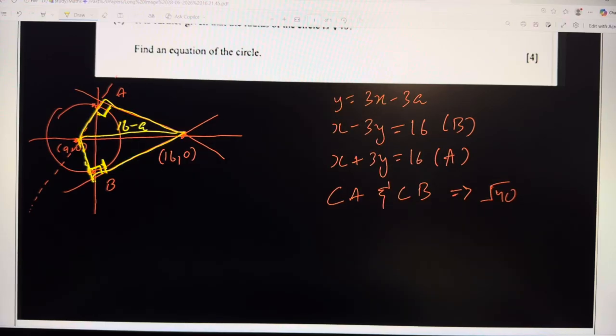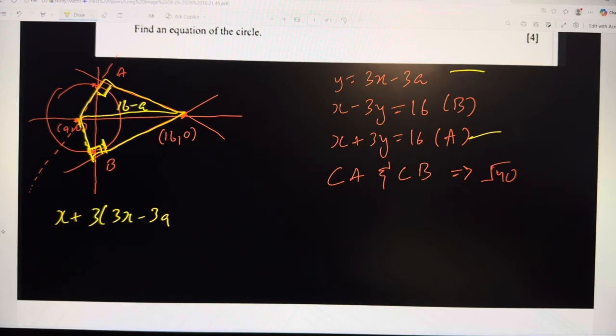We know that the normal and the tangent are perpendicular, right? So if we try to equate them, because they intersect here at A, we can equate the tangent and the normal. This becomes x plus 3 times (3x minus 3a) is equal to 16. Okay, so let's try to solve this.